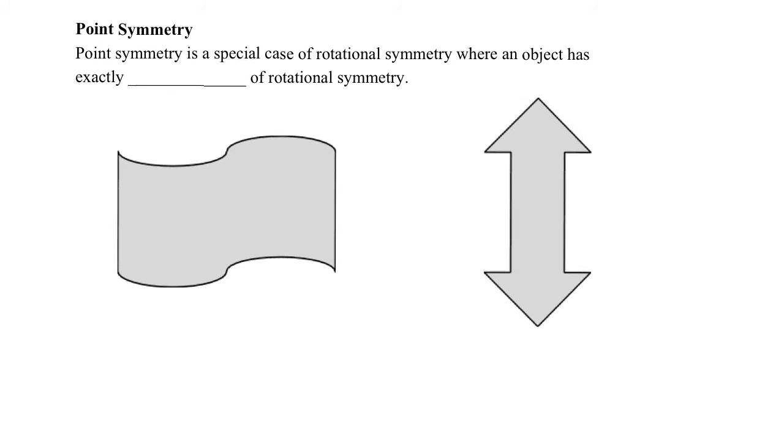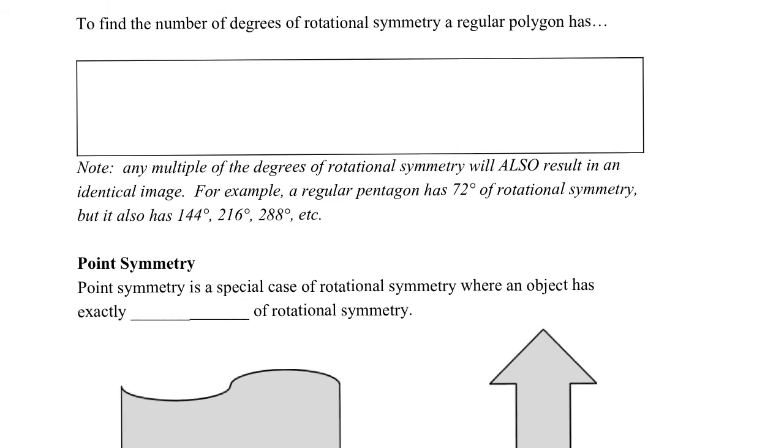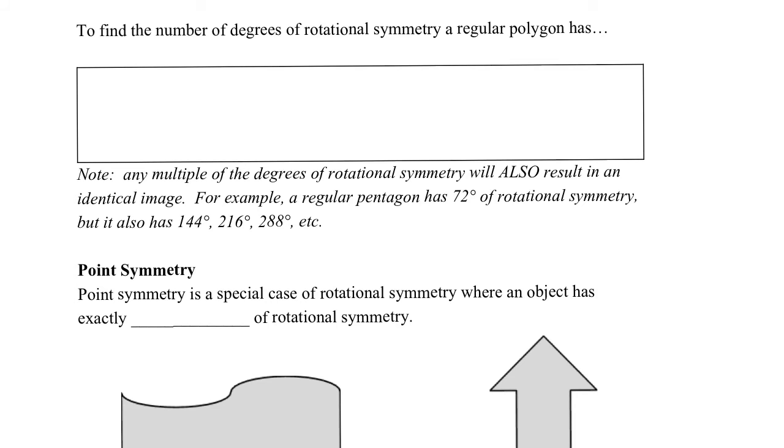Okay, so how do we find the degrees of rotational symmetry? To find the degrees of rotational symmetry, you basically do 360 divided by n, where n is the number of sides.